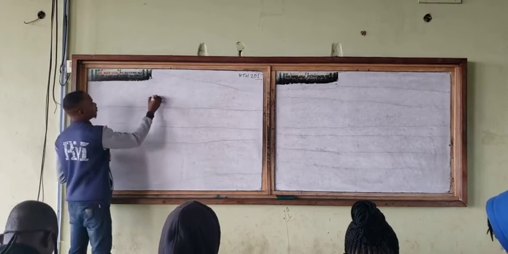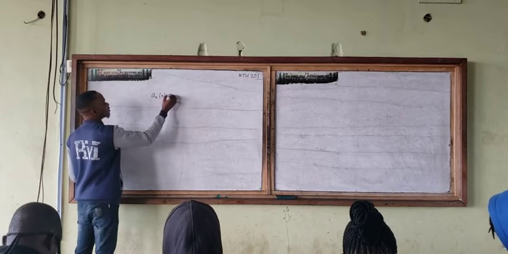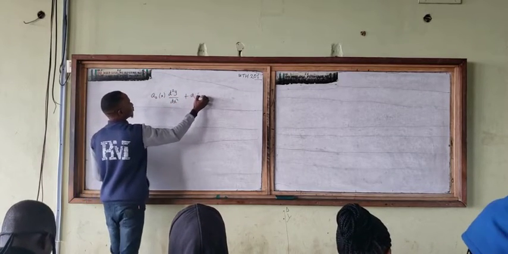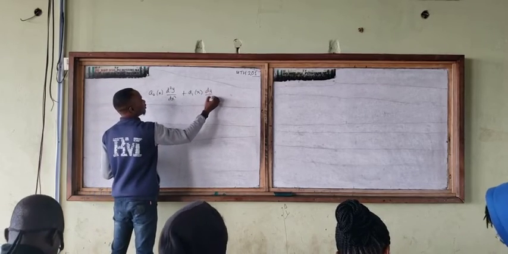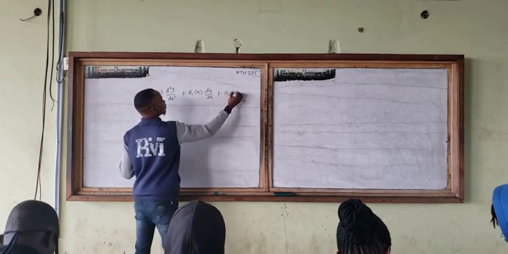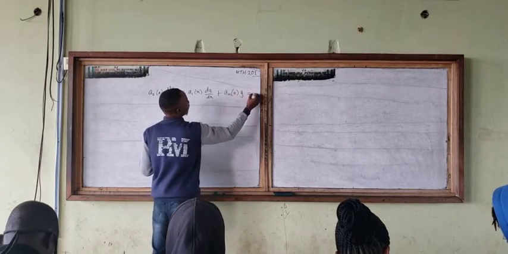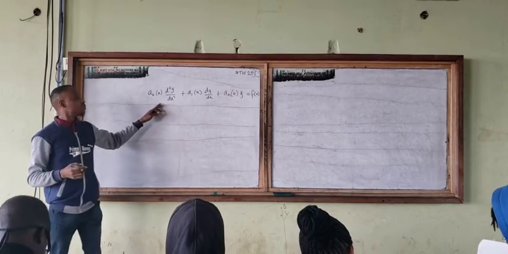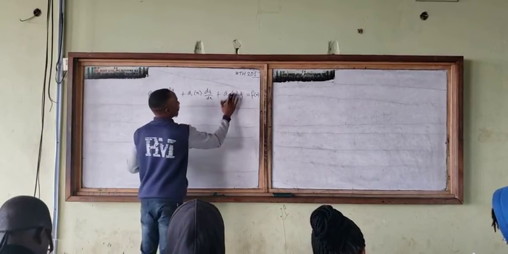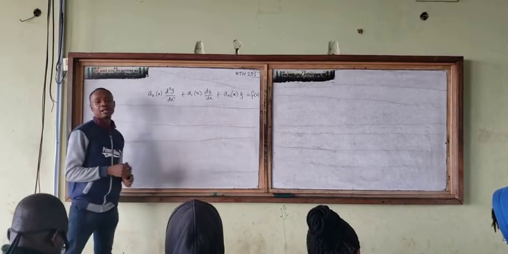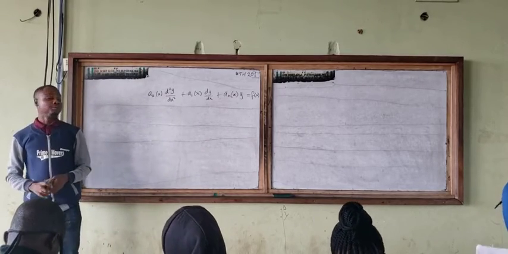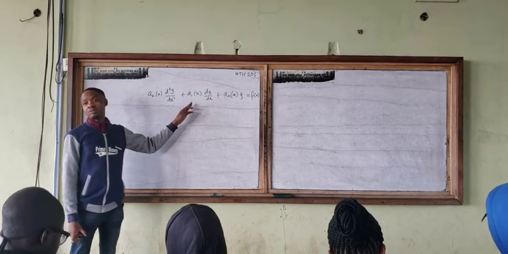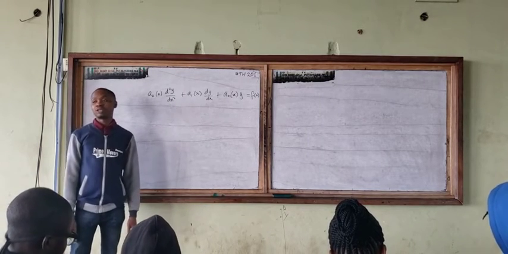We expect that we have a2 of x, d squared y over dx squared, plus a1 of x, dy over dx, plus a0 of x, multiplied by y, equal to some f of x. Can you remember that? Yeah. So this is going to be your linear second order differential equation. This will be the general form of a linear second order differential equation.